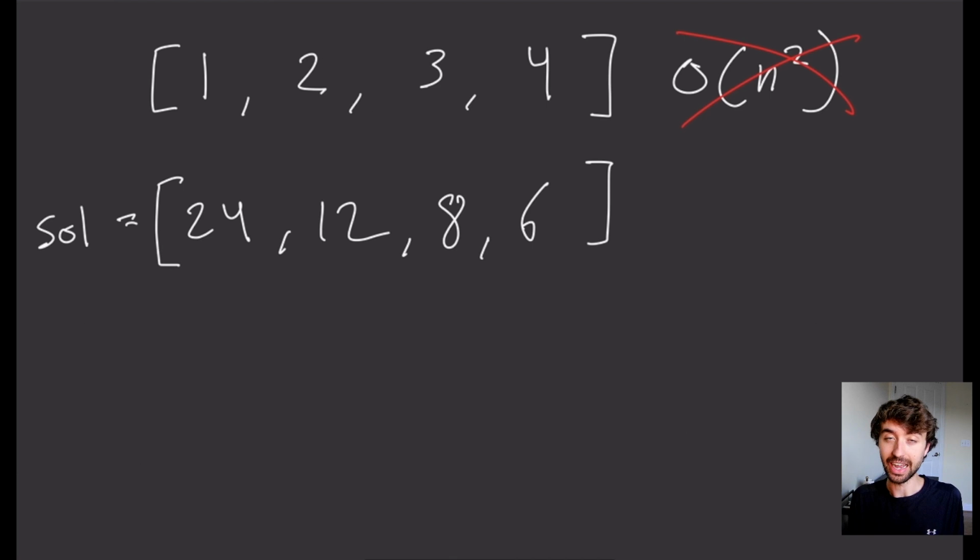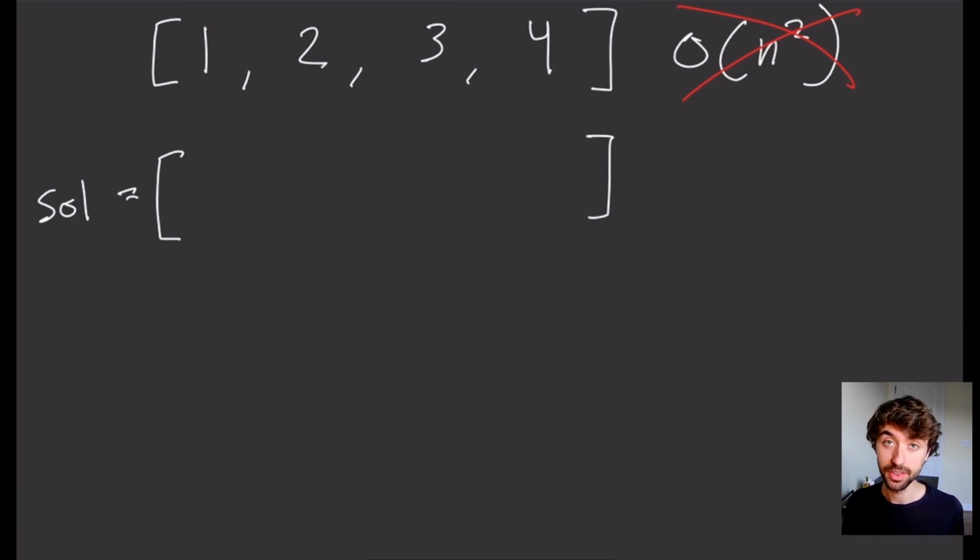So the secret actually lies in the wording of the question, where it says, the product of any prefix or suffix of nums is guaranteed to fit in a 32-bit integer. So let's explore what that means. So I've emptied the solution array, and we're going to talk about a different way that we could go about solving this problem using what's known as prefixes and suffixes.